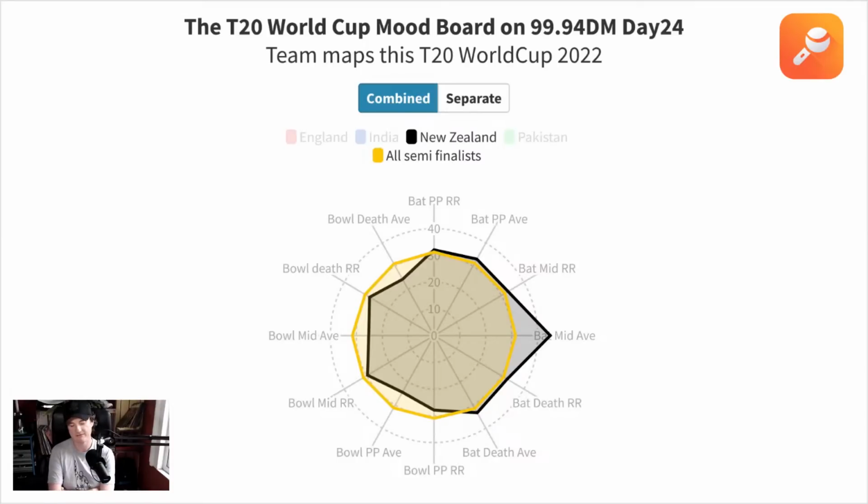Devon Conway's averaging, I think, around 50, and Kane Williamson's averaging over 40. So essentially, you've got a bunch of players who are getting in and staying in for a very long time. This is not what you would expect. This is the sort of spike that you see here with New Zealand.